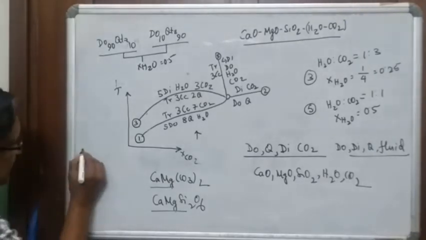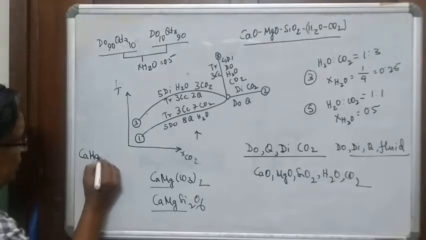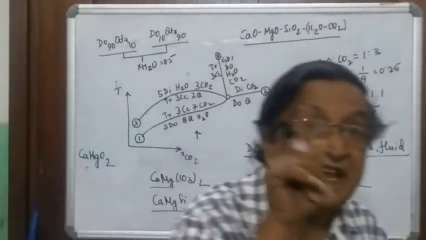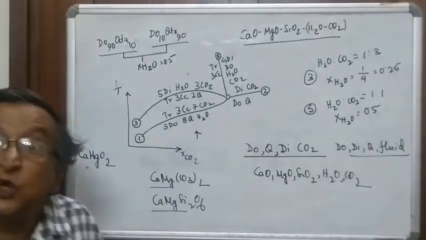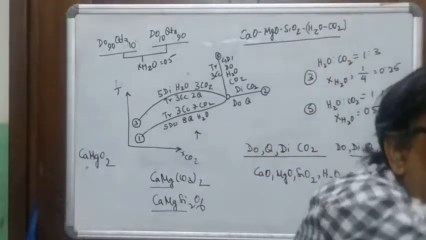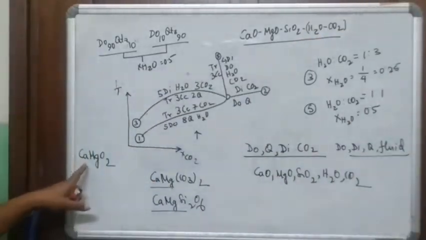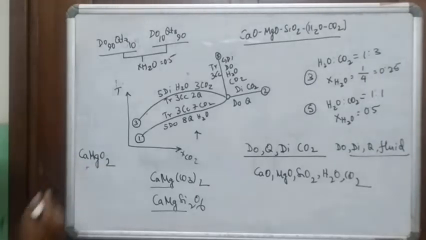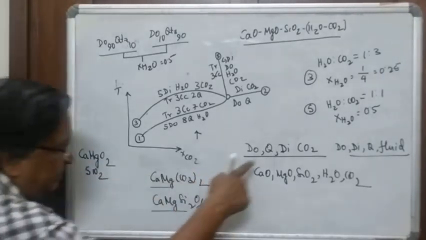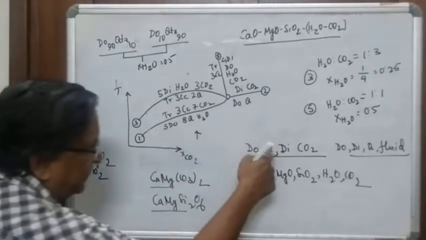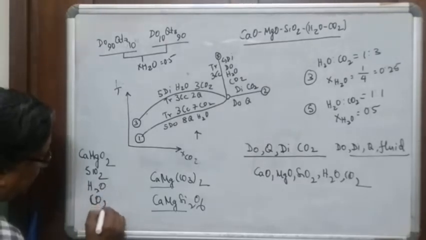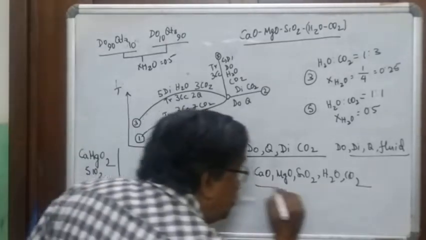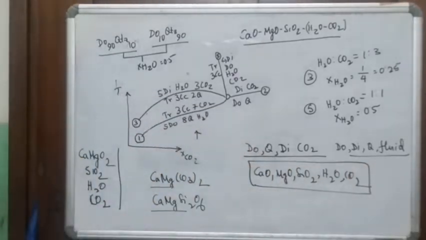So you can take a fictive component CaMgO2. CaMgO2 is the minimum number of components. If you separate them out, you're overdoing the system. So you can have a component CaMgO2. You can have SiO2, of course, because you have diopside and quartz, and you have H2O, and you have CO2 if you want. So you have a 4-component system, not a 5-component system.